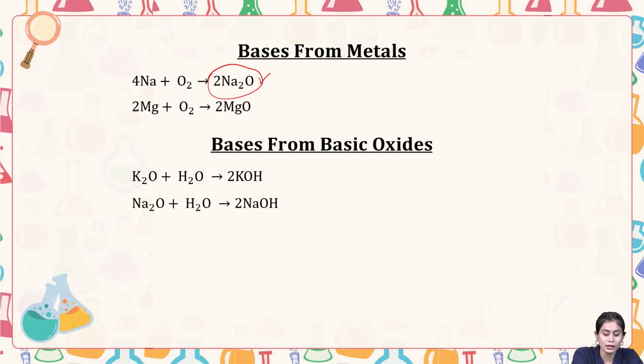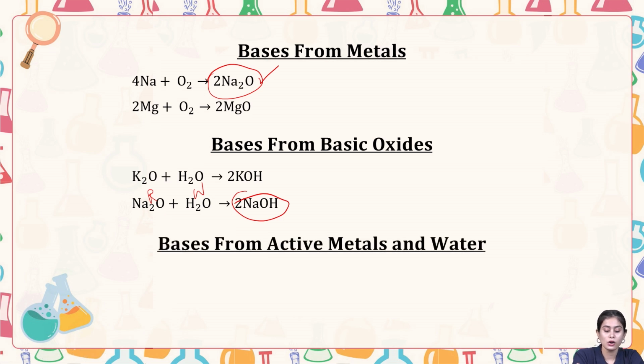Similarly, Na2O, see, we are using this product as the reactant here, reacting it with water, and what we are getting? A base, NaOH, which is a very, very common base. Okay, now getting base from active metal and water.